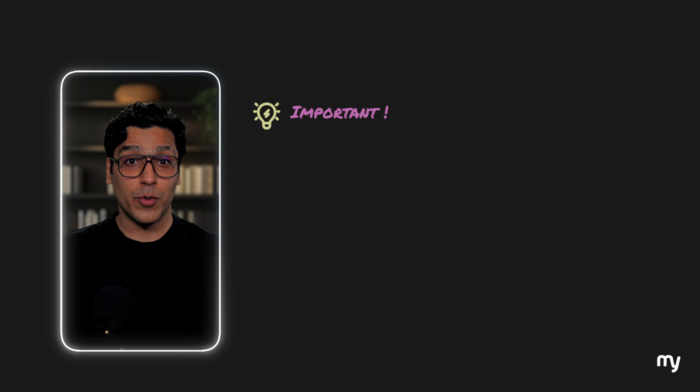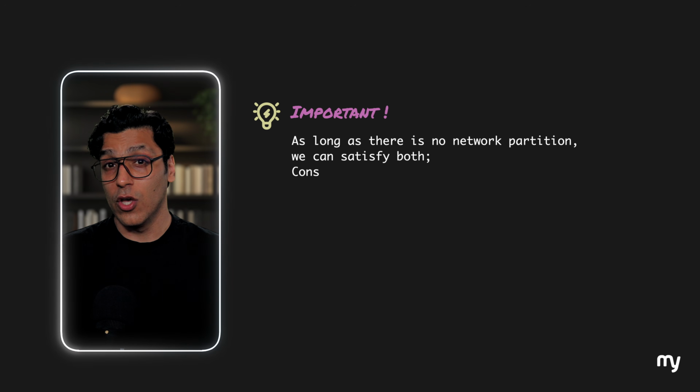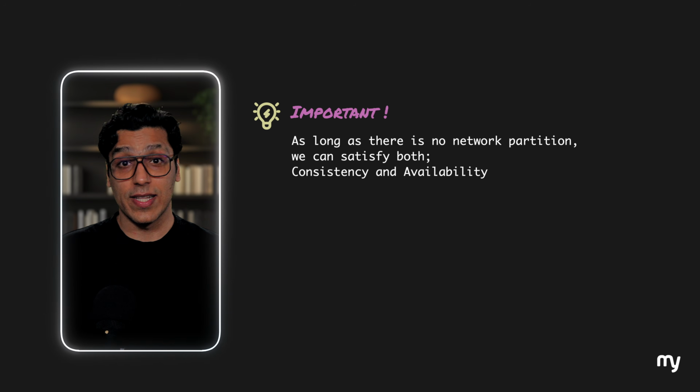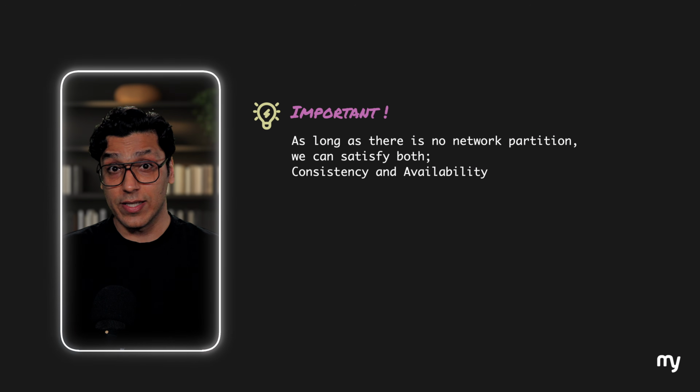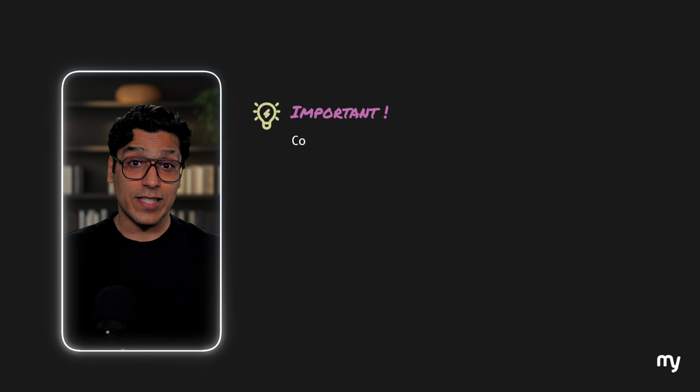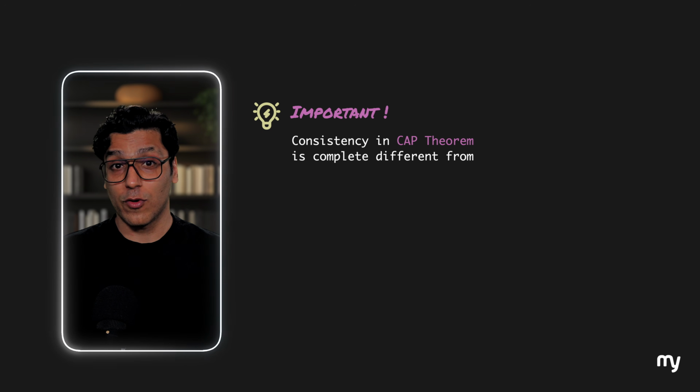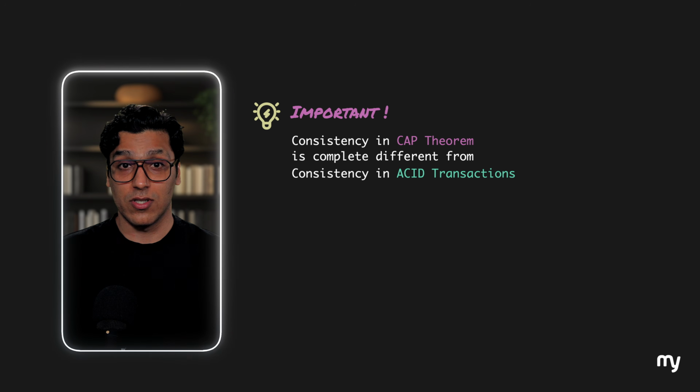An important point to be noted here is that as long as the network partition is working fine, you can always satisfy both consistency and availability. Since a network partition is hard to control, the choice between consistency and availability stands as a contingency plan. Now, this consistency is completely different from the consistency in ACID transactions. How? Well, that's a topic for our next video.